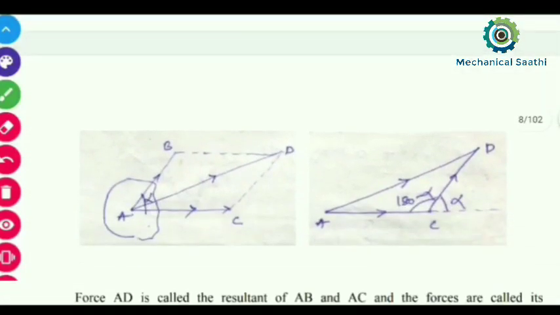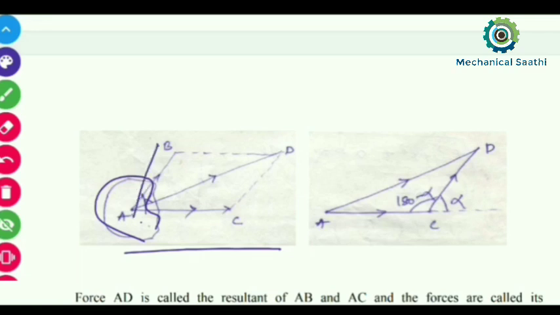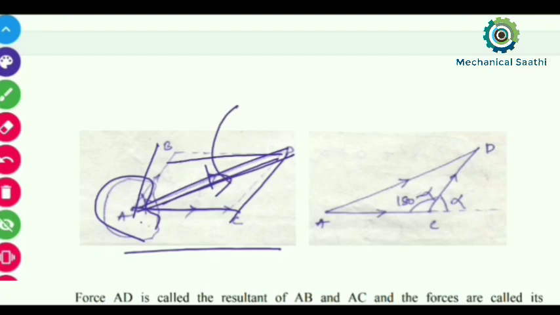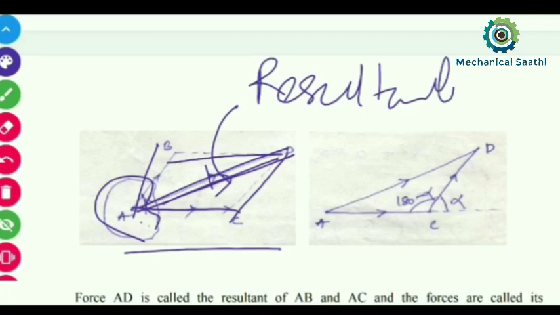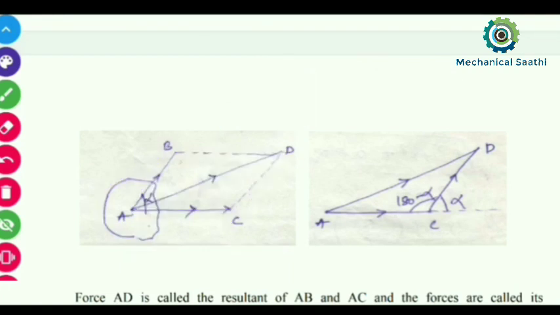Here we can see the diagram we have drawn. This is the body we have considered, and this is the AB force and this is the AC force, and the diagonal of this parallelogram will be represented by the resultant. So this will be represented by the resultant of these two forces, which will be the diagonal of this parallelogram.